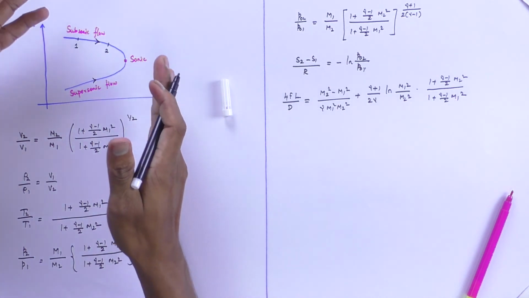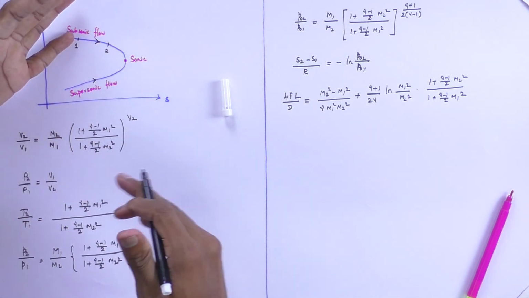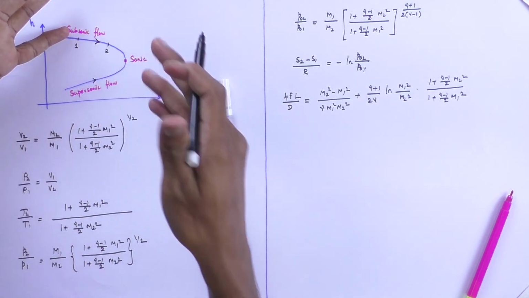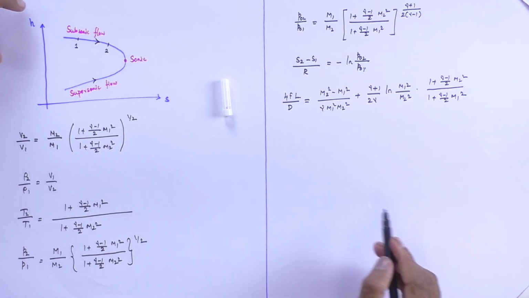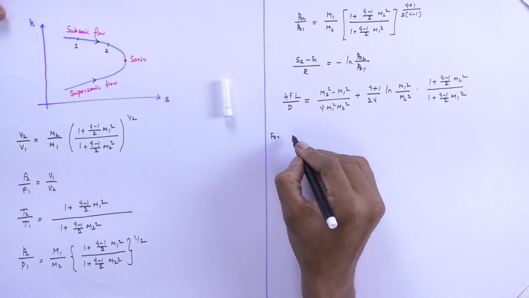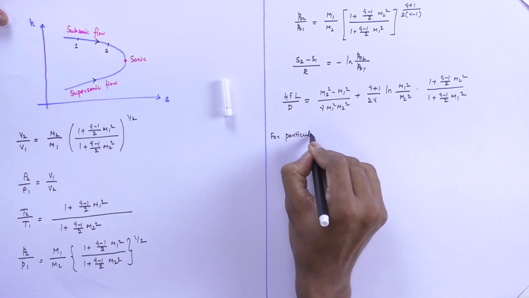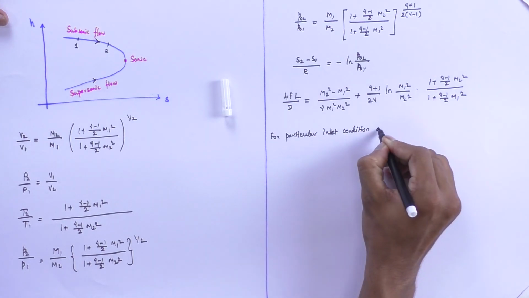Now, we are going to compare a state point to the sonic condition. The same relation we have to modify for the sonic condition, the exit being a sonic condition. So, for a particular inlet condition and sonic condition, we look at the flow properties variation between them.